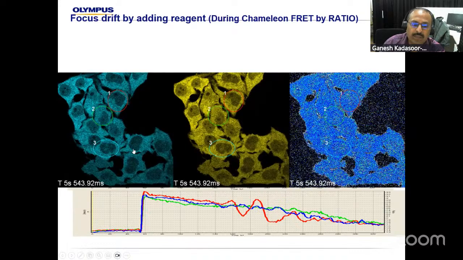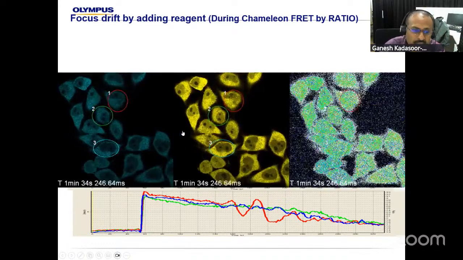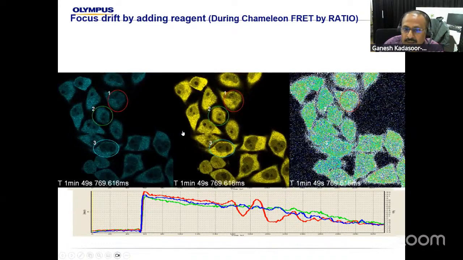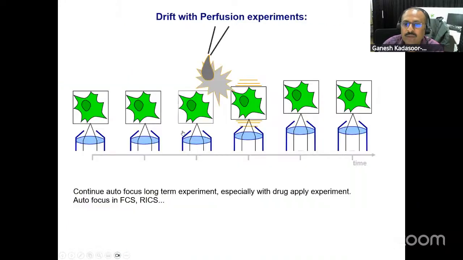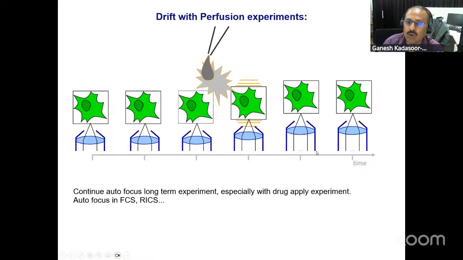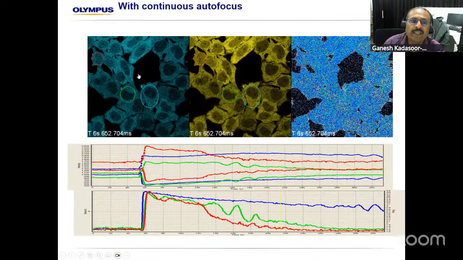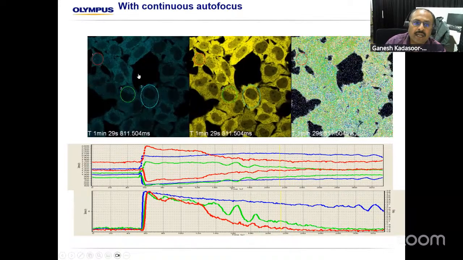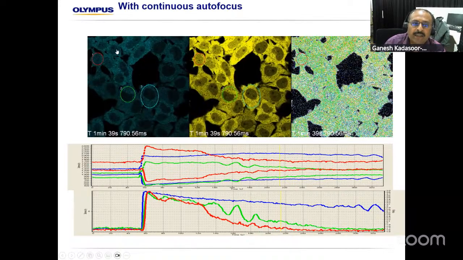So we are doing an experiment where you add a drop of drug. The moment you add the drug, the actual FRET starts. The FRET means the donation of the energy from the donor to the acceptor will start. But if you add a drop of drug, because of the vibration, your sample will go out of focus. If you are using this device called a drift compensator, it will make sure that the sample is in focus throughout your experiment.